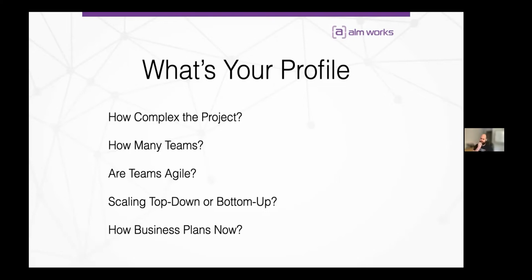A few other things that I think are actually quite important for a successful scaled agile implementation are knowing whether you're going to be scaling bottom up, or scaling top down or from the middle. And what I mean by that is what level of support you have outside of the individual teams for getting agile.